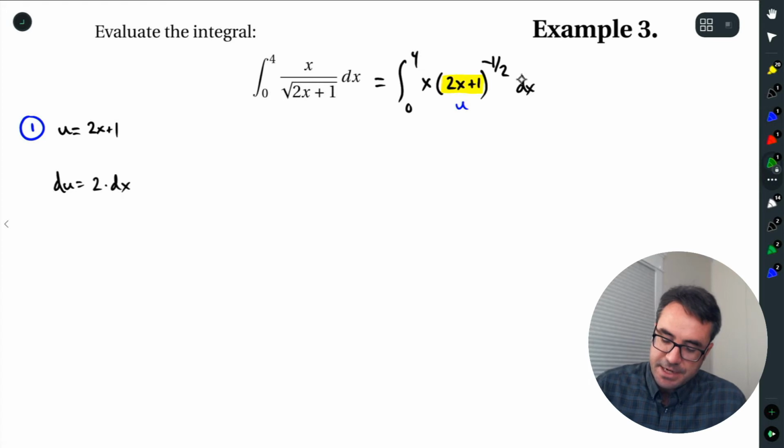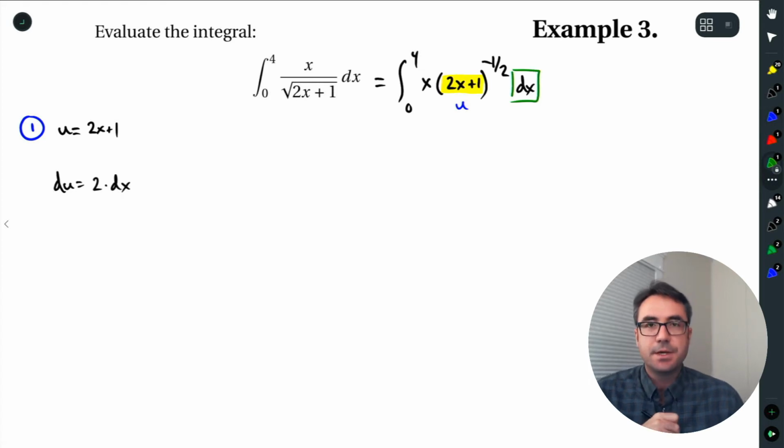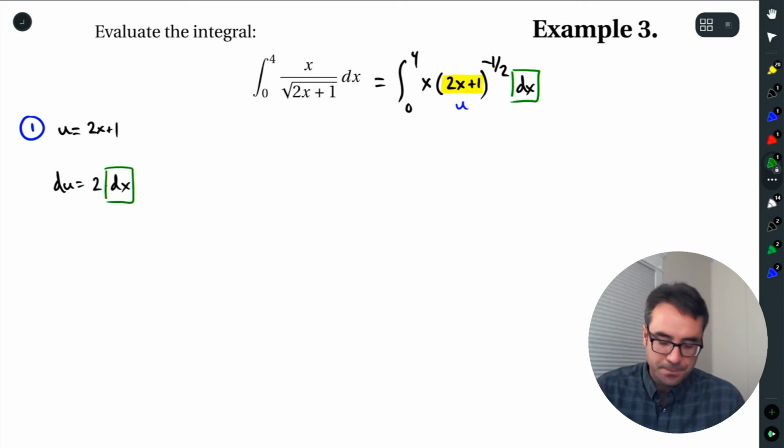We also have this dx. So let's look at what we have. Let's compare what we have with our differentials. So we have a dx here. Over here we do have a dx, so that's good. But then we have this extra constant of 2. But we know what to do with extra constants.